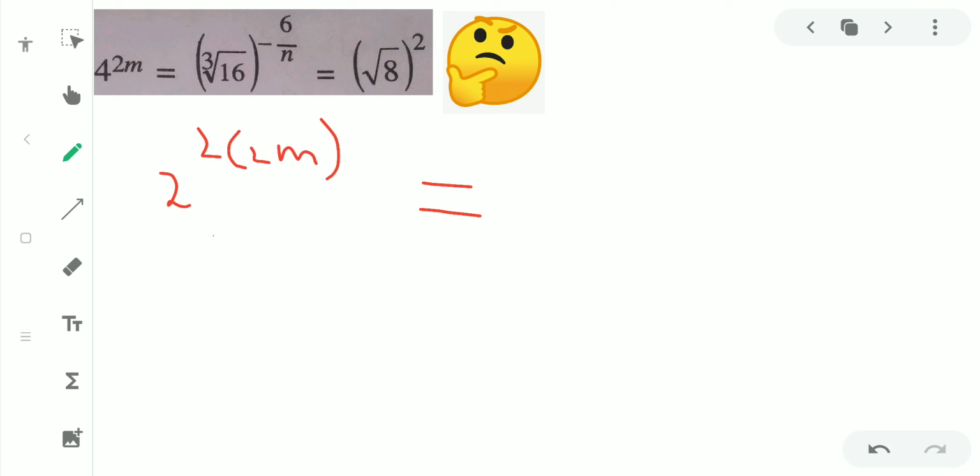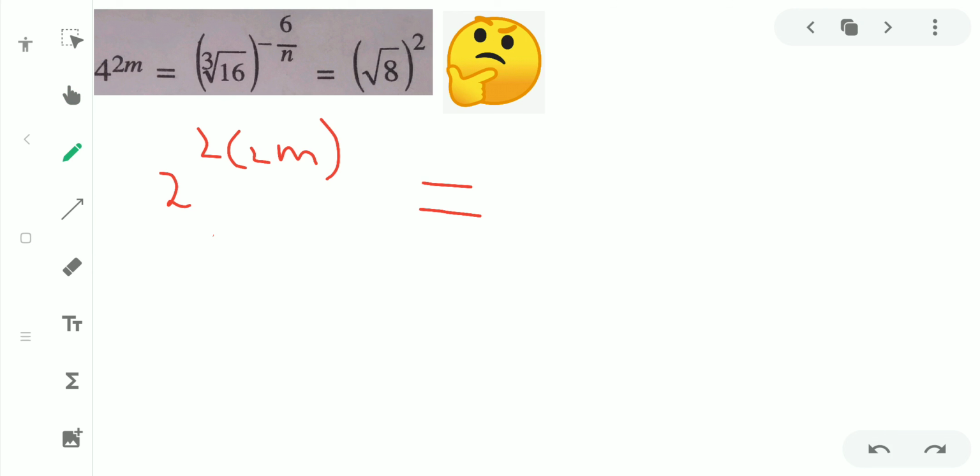Now before equating, in the question the two variables m and n are given. As it is given, these three are equal to each other, so I can also write 4 power 2m is equal to (root over 8) whole square. Is it right? Now I will write these two as equal, because this one has the variable and the other does not, so it will be easy for me to find the value of m.